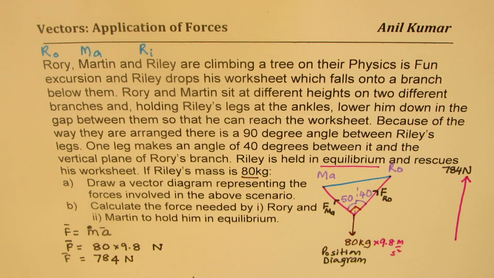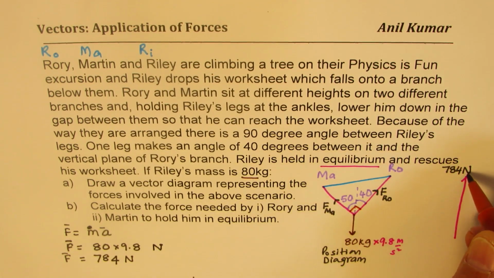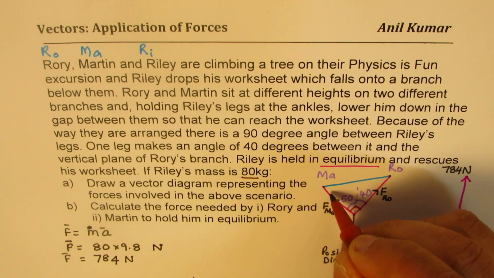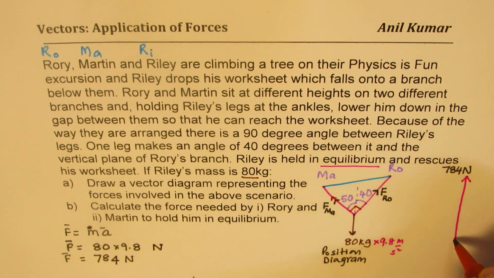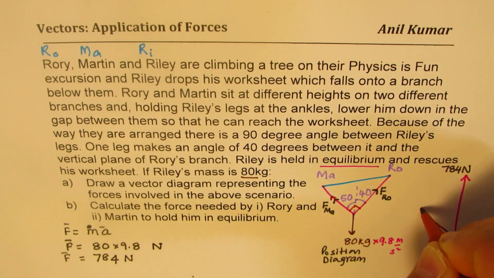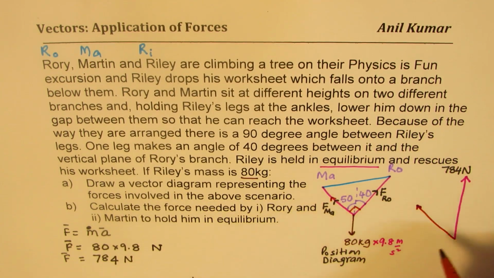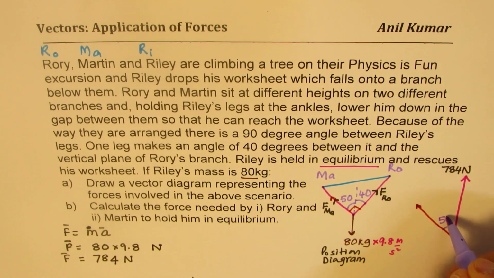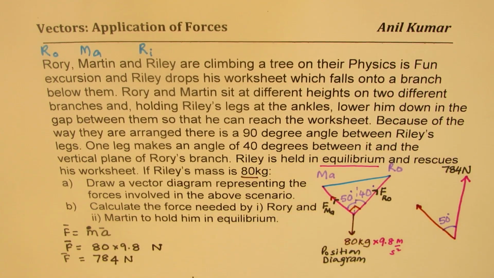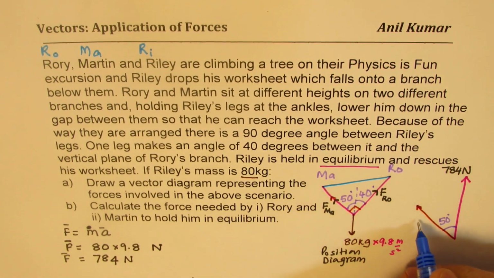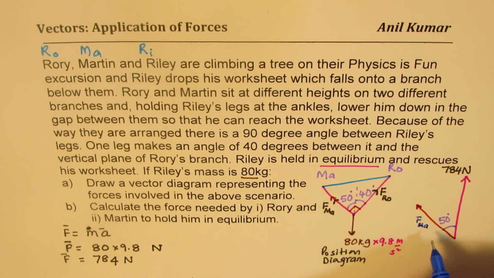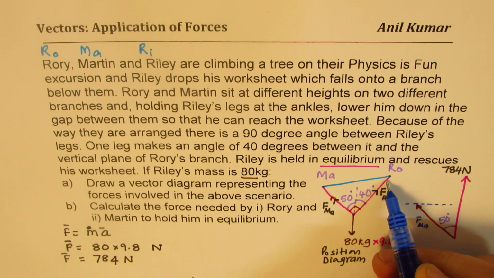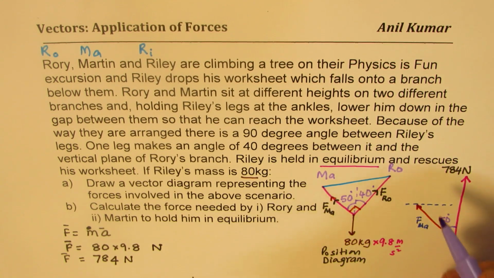Now how do we make this? Well, what we are going to do is from here, see this vertical line? So this is going vertically upwards. We'll draw this line parallel to this. So we'll draw this. This is at 50 degrees. So as you can see here, this angle here is 50 degrees and that is for Martin. Okay. Now this force is for Martin. From here we'll make the other vector, which is that one for Rory.